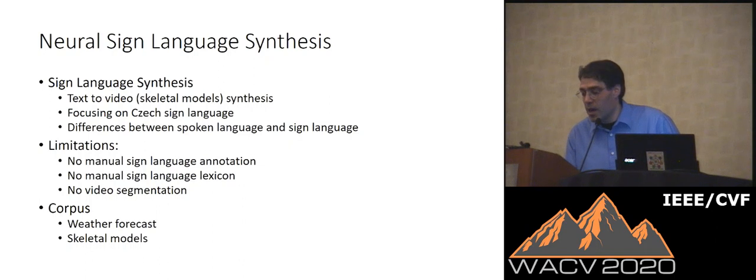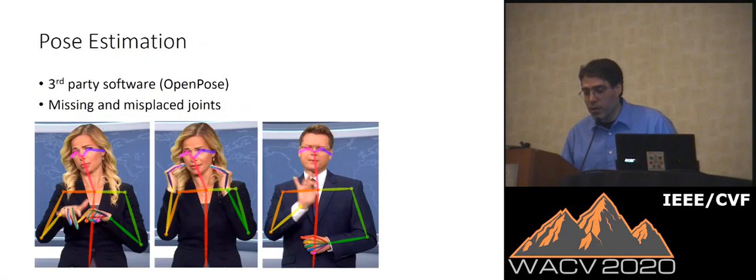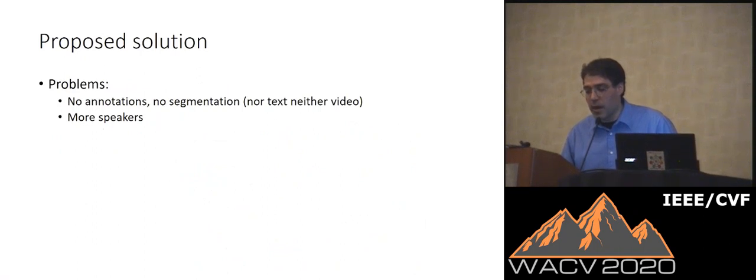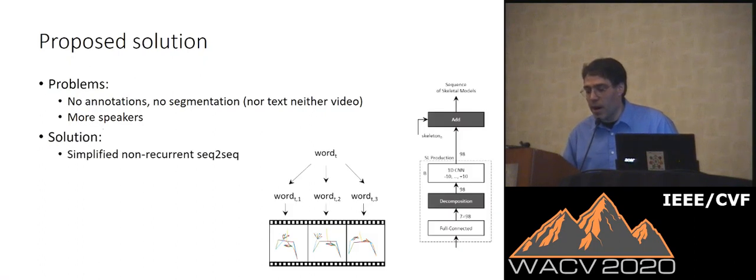Our corpus consists of weather forecasts in Czech sign language, and instead of generating video, we generate a sequence of skeletal models. At first, we extracted skeletal models from our videos. We used the OpenPose toolbox. Even though the toolbox is relatively accurate, some fatal errors occurred. For this reason, we design and apply a backpropagation-based method that doesn't process videos per frame, but as a whole. The method extrapolates all missing joints and interpolates misplaced ones. We deal with missing annotation, missing segmentation, and with a problem that target videos are performed by different speakers.